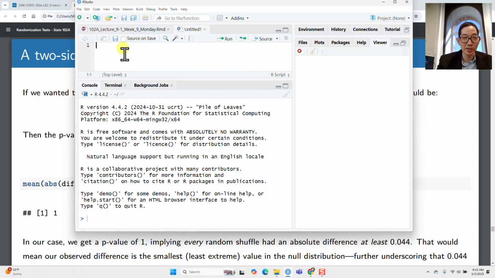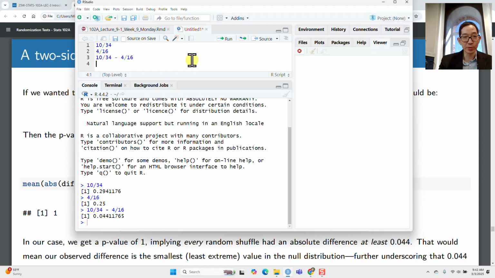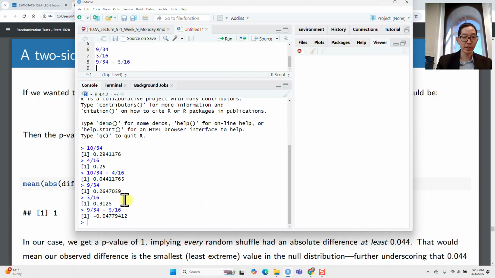Okay, so you could have a 10-4 split, 4 out of 16, and you take the difference. Right. So this is what we got, 0.044. But the other possible differences are like 9 and 5. A 9-5 split results in a negative value. And so that's even larger, like the absolute value is greater, 0.0477.